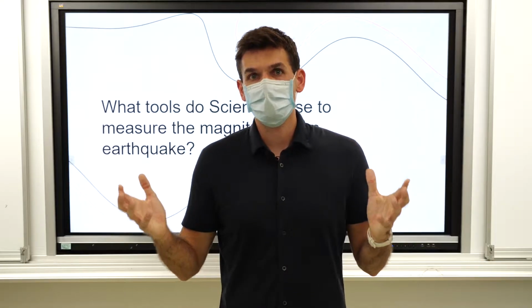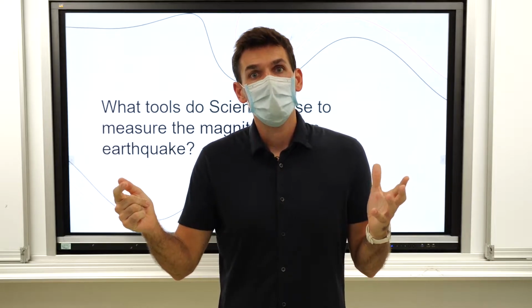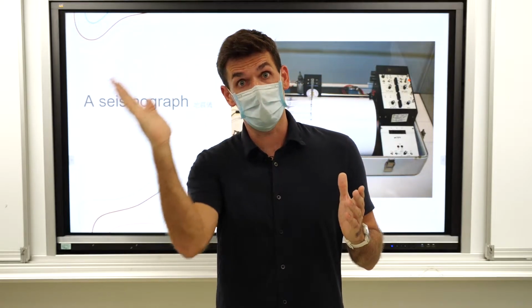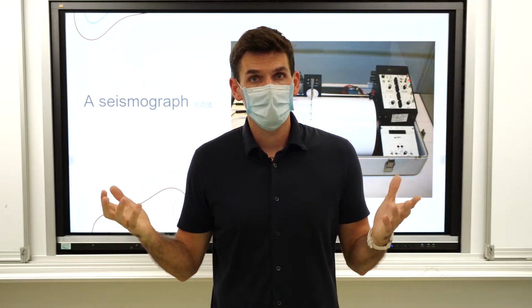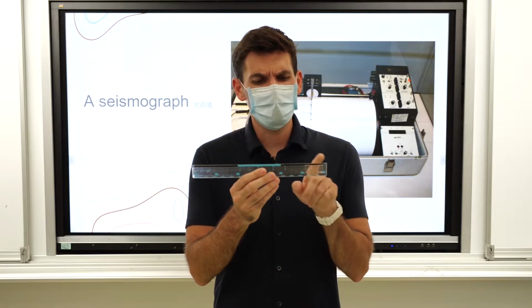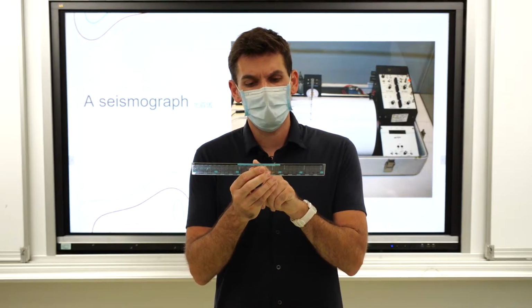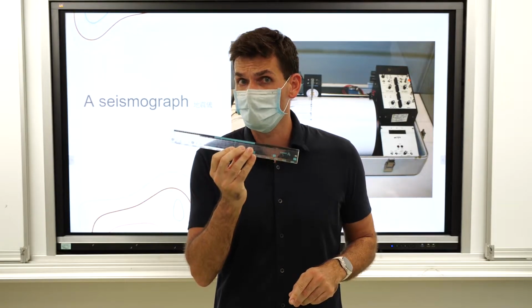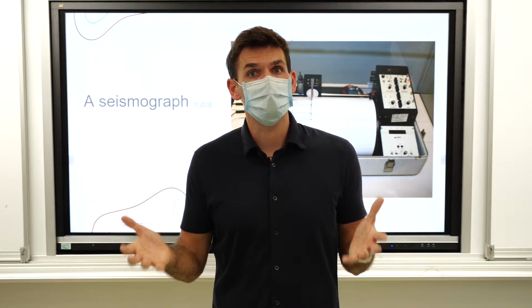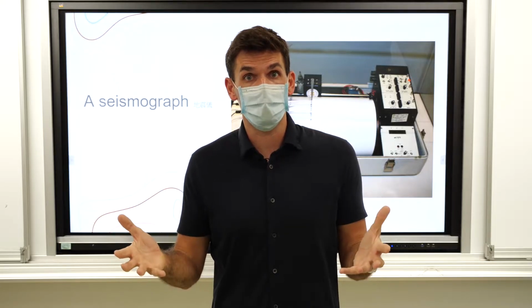What tools do scientists use to detect and measure earthquakes? Scientists have the magnitude scale to see how strong an earthquake is. But what tool do they use? A ruler? A ruler can measure how many cm a table is. But a ruler cannot measure how strong an earthquake is. So, what kind of tool do scientists use to measure the magnitude of an earthquake?